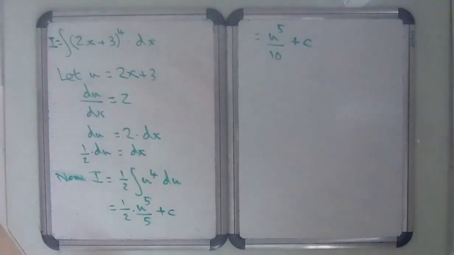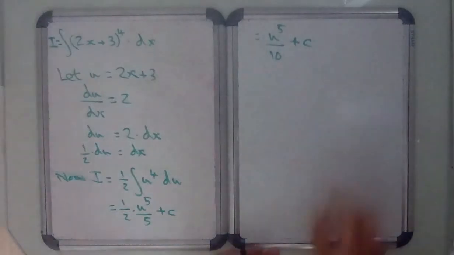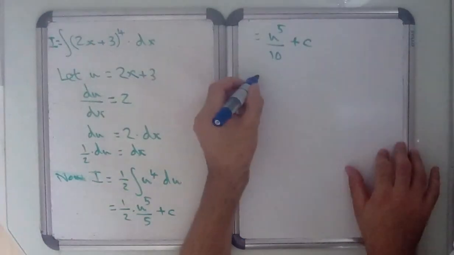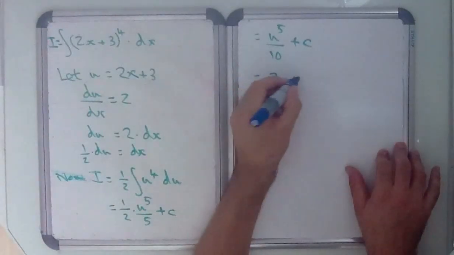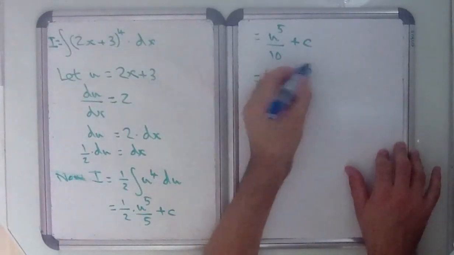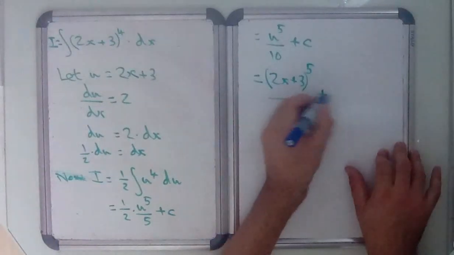Right, so the answer needs to be in terms of x and not u. So the final result is (2x + 3)^5 over 10 plus c.